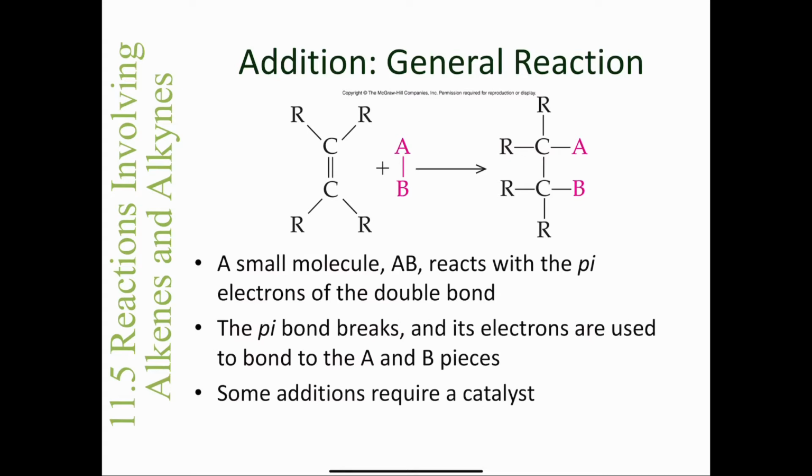Here's a slide that shows the general reaction that occurs during the addition process of a molecule to an alkene. What happens is you have a small molecule, AB, so this little tiny molecule here, and it reacts with the pi electrons of the double bond.